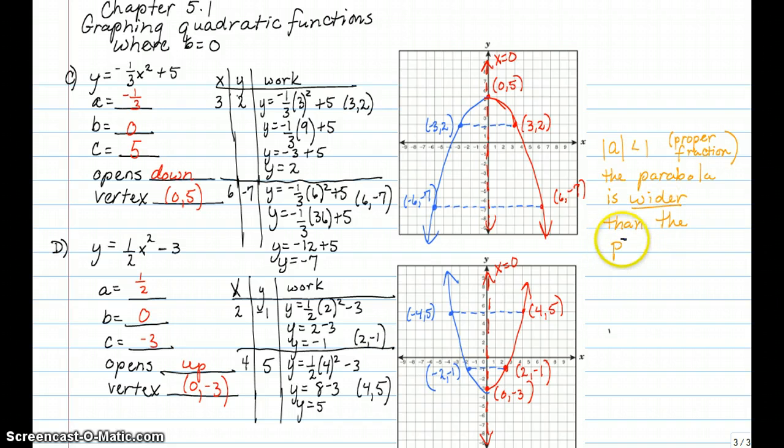So when you have a fractional a, you can expect a parabola that's going to be wider than the parent function. This is just more of a number sense kind of idea. It's not something you're going to use to actually draw the figure, but it is something you can use to check to see if you did draw the figure correctly.